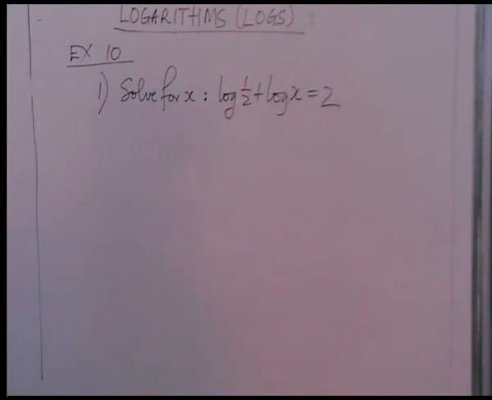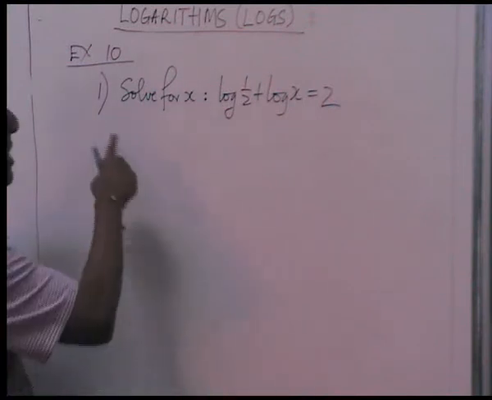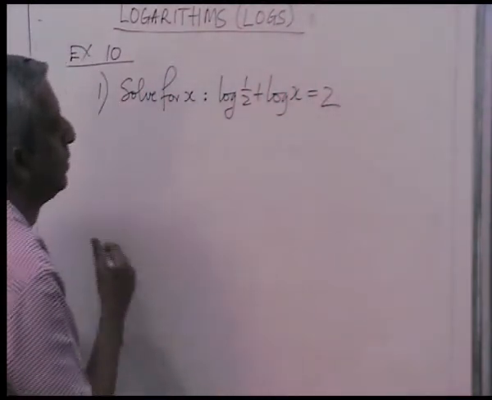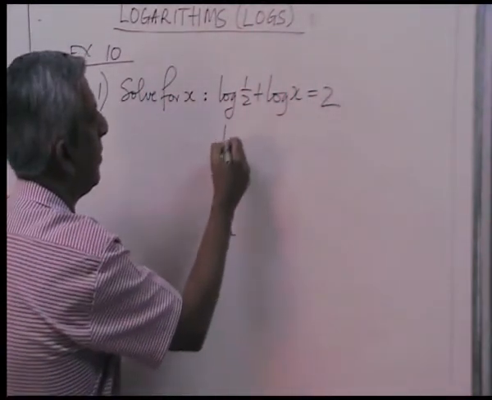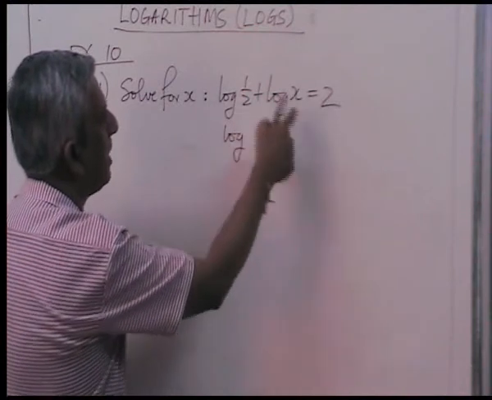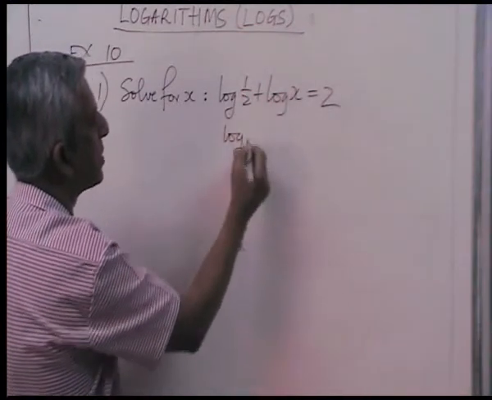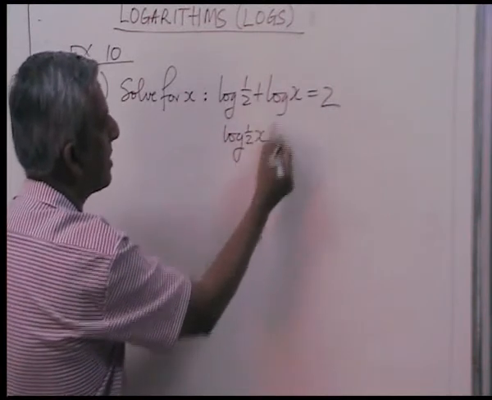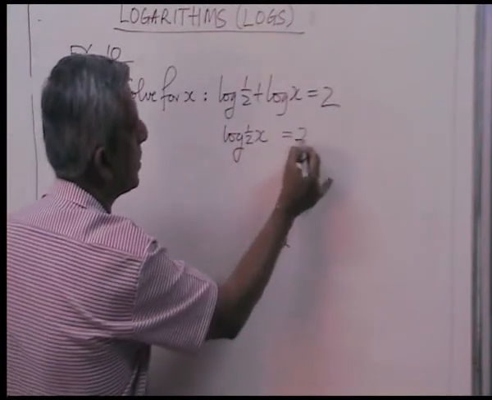Okay, welcome back from your little exercise. So we're trying to solve number 1: log of half plus log of x is equal to 2. Well, we'll use the log a plus b rule, which means I can multiply. Therefore, half times x, which is half x, is equal to 2.